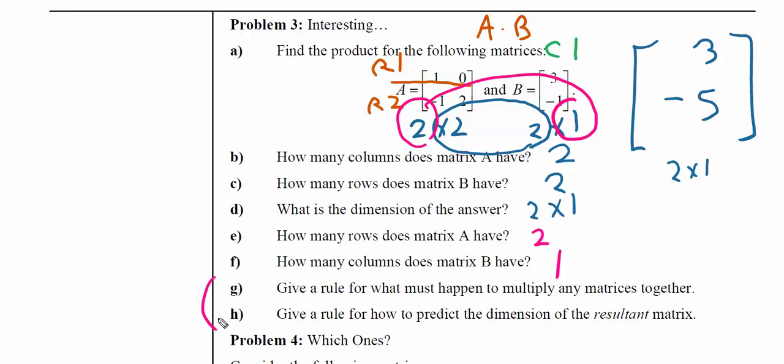For part H, give a rule for how to predict the dimension. So for part H, if you can multiply, what would the dimension of the answer be? Again, I would strongly suggest for H, consider how the number of rows in the first matrix compares to the number of columns in the second matrix. I'm not typing this up for you or writing it out because I do want you to stop, think, and reflect.